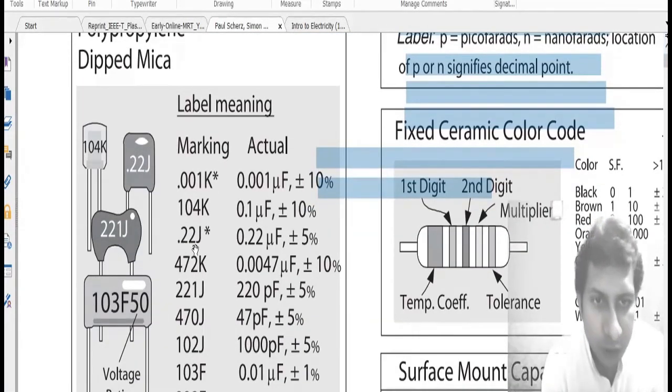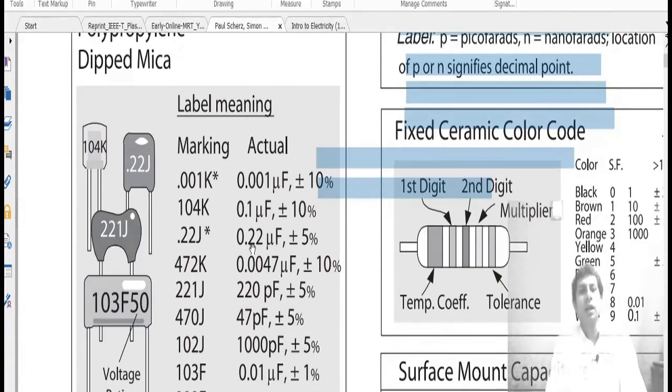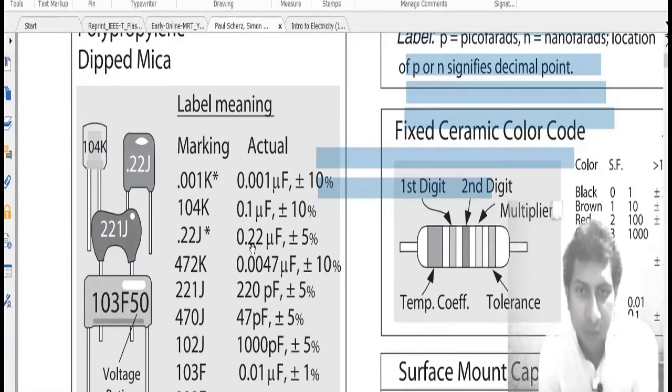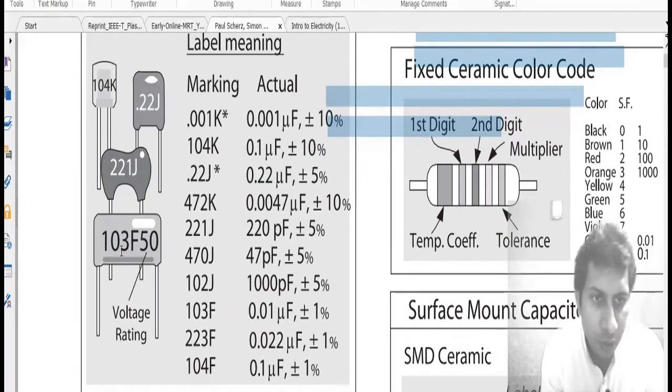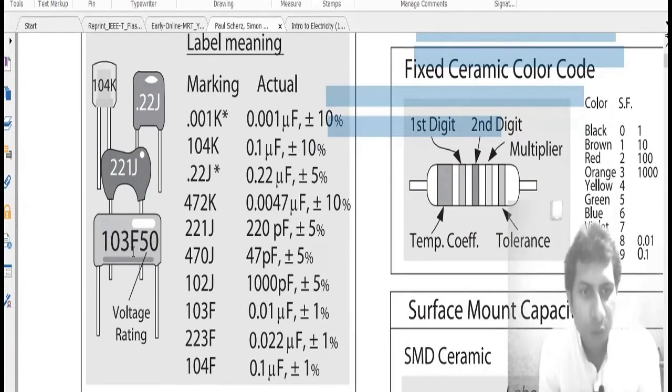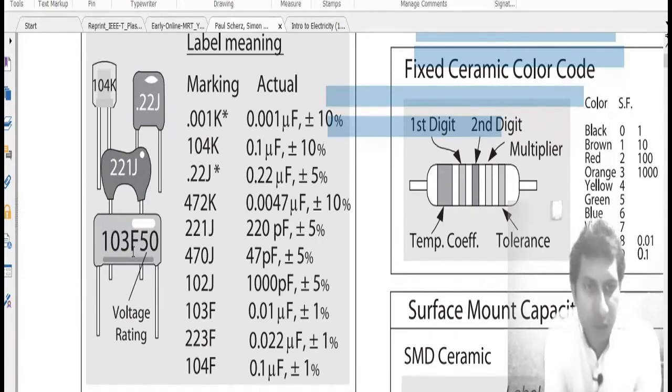If it is 0.22 J for this, then we have to read it like 0.22 microfarad, and from J the tolerance you can find out, plus minus 5% as a tolerance, right? If we are talking about this 103F50, then what we can take out from this code is the voltage rating. 50 is the voltage rating.